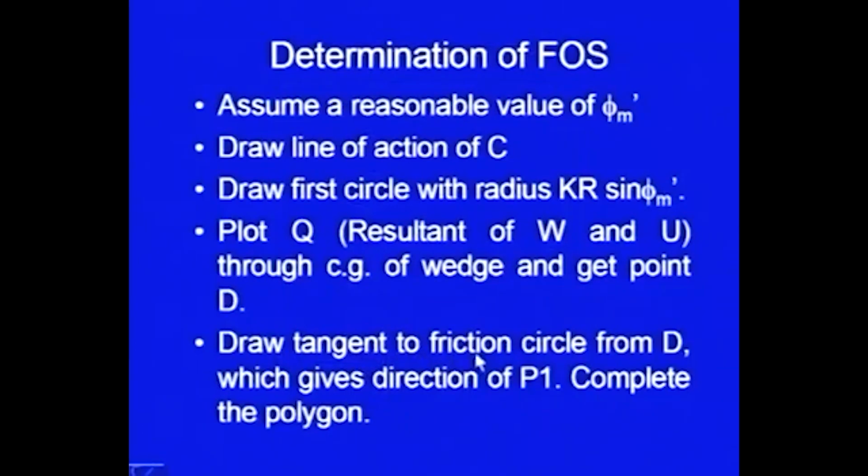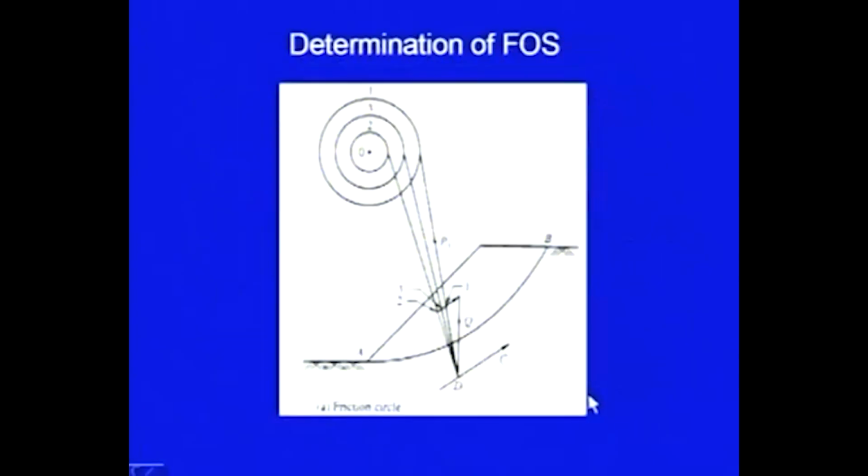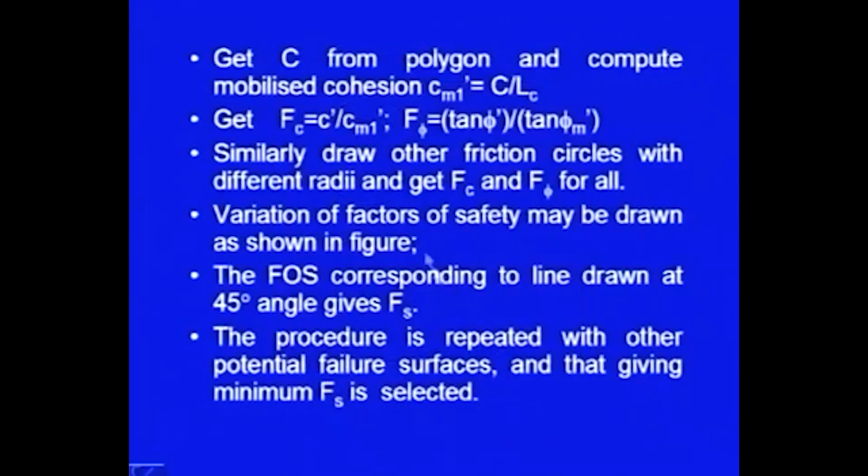Draw a tangent to the friction circle from point D, which gives the direction of P1. Here it is the intergranular force P1. From here I draw this tangent to the first circle, and this will be the force P1, and we draw a line parallel to this. So you can complete this force polygon with D, Q and this. This is the force polygon which is completed. Get C from the polygon and compute the mobilized cohesion.